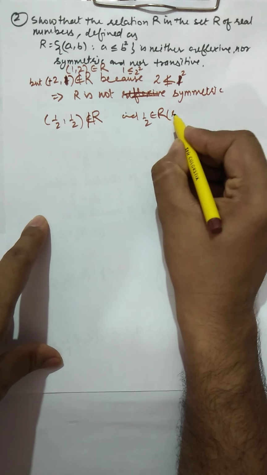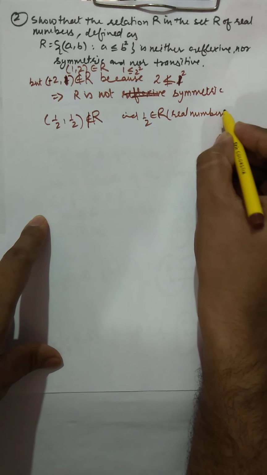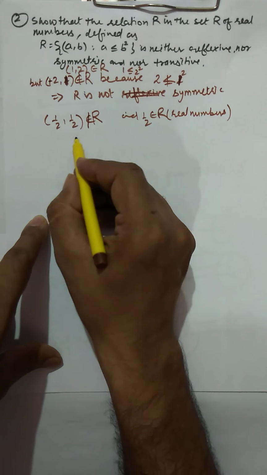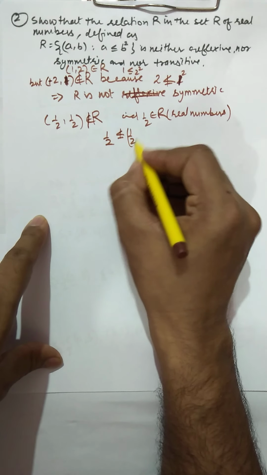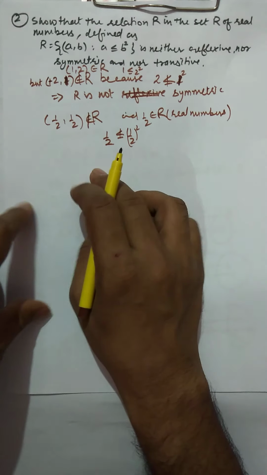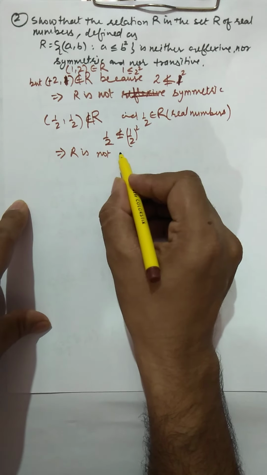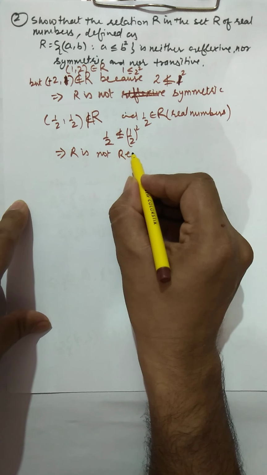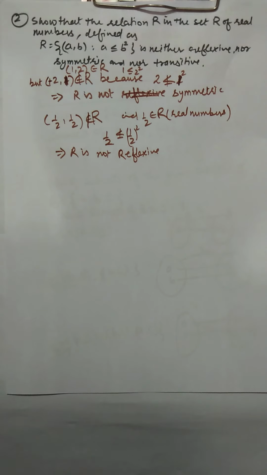This R means real number. So why does it not belong to R? You give just the reason: 1/2 is not less than or equal to (1/2) square, because this would be 1/4. So this one example is sufficient. You say simply that R is not reflexive. For transitivity, you have to show just one more example.